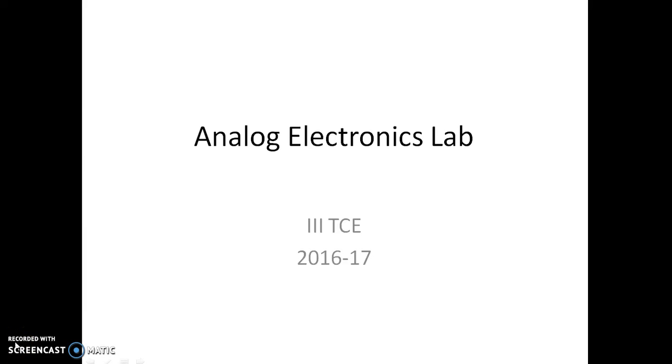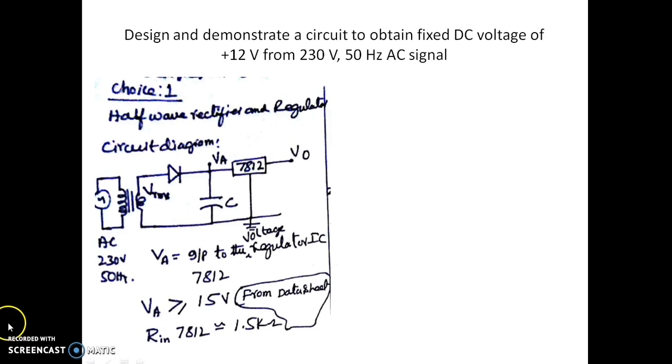In this video, we shall see how to conduct the experiments of analog electronics lab. So, the first experiment we are looking at is to design and demonstrate a circuit to obtain a fixed DC +12 volt from a 230 volt 50 Hz AC signal.